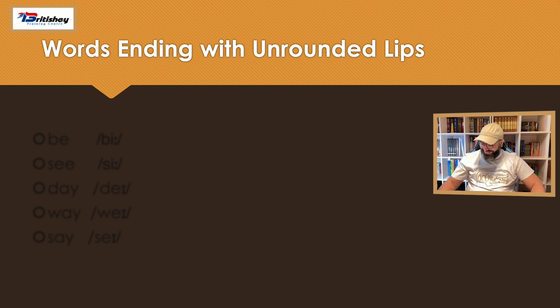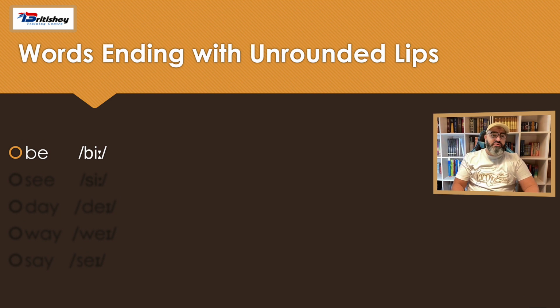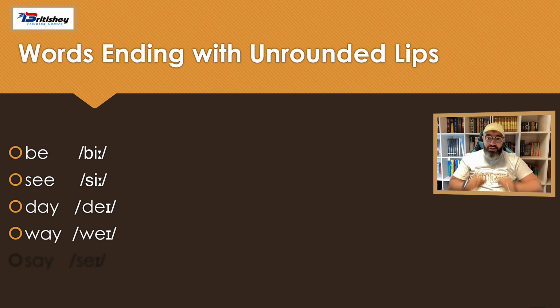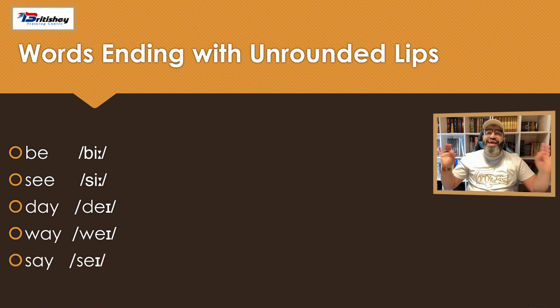Let's see. And the first one is B. Look at my lips. B. Unrounded. Another example. C. Unrounded. Another one. Day. Unrounded. Another one. Way. Unrounded. Another one. Say. Unrounded. So all these words end in unrounded vowels.